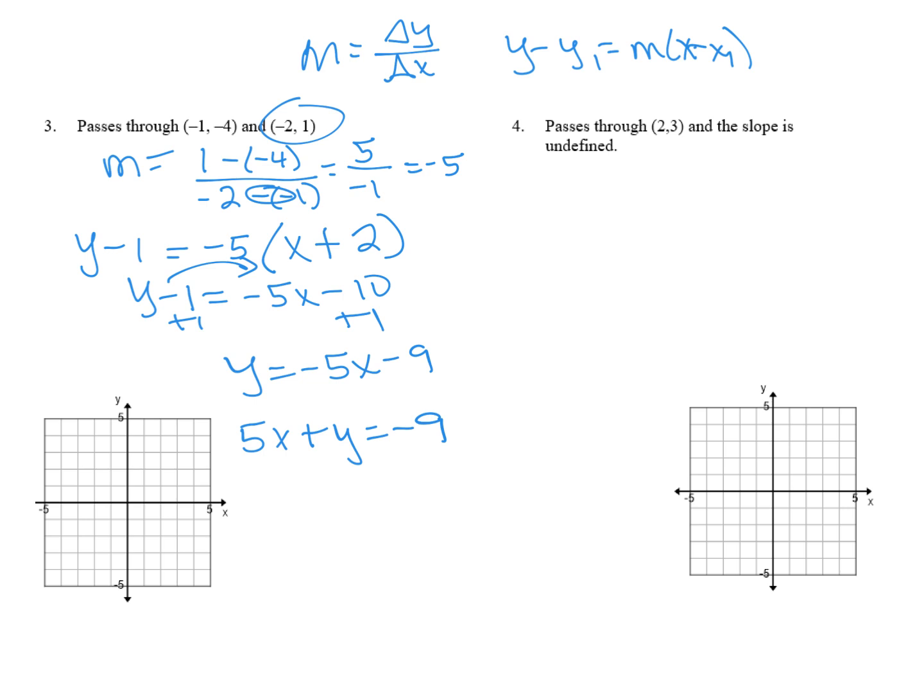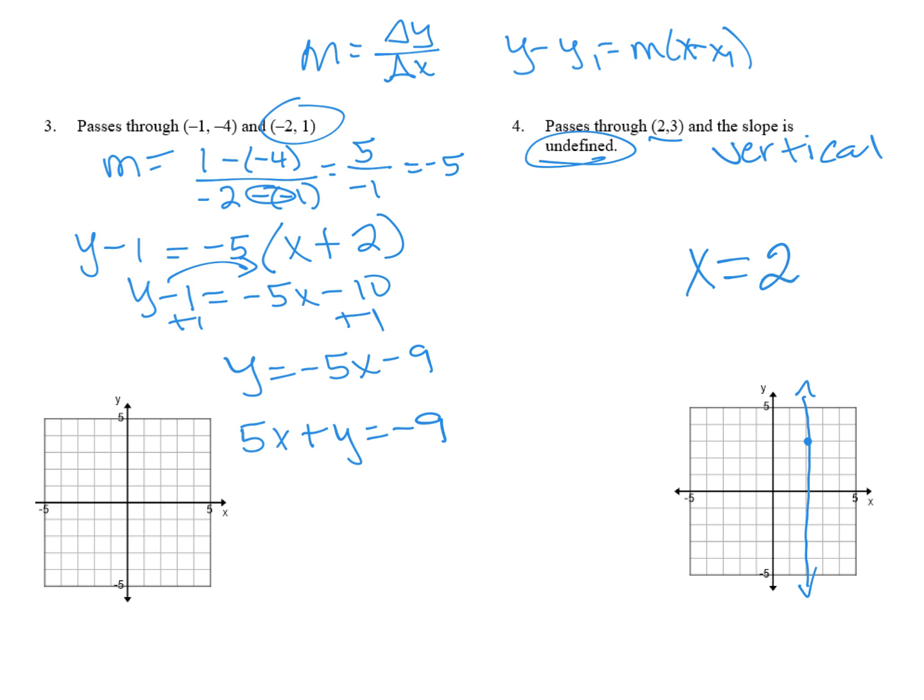We have a line that passes through the point 2, 3. That's my x1, y1. But notice here that the slope is undefined. Now, if you remember in a previous video, we talked about how an undefined slope is a vertical line. So let's think about this. A vertical line that goes through the point 2, 3 does not have a y-intercept, and therefore can't be written in my typical form because all of the x values are the same. Therefore, we have x equals, well, what is x equal to here?